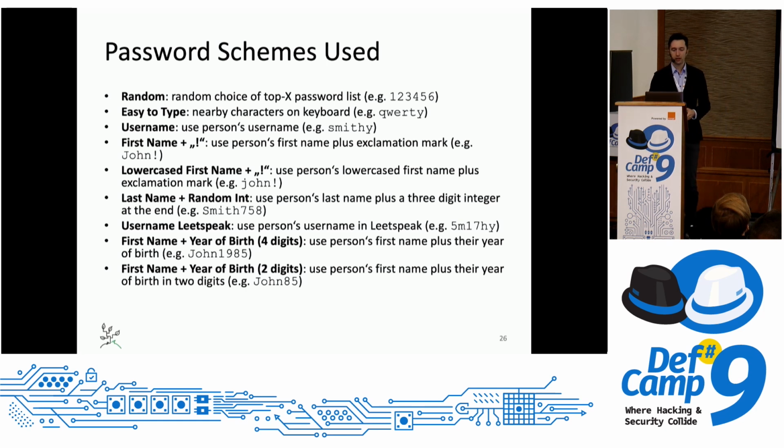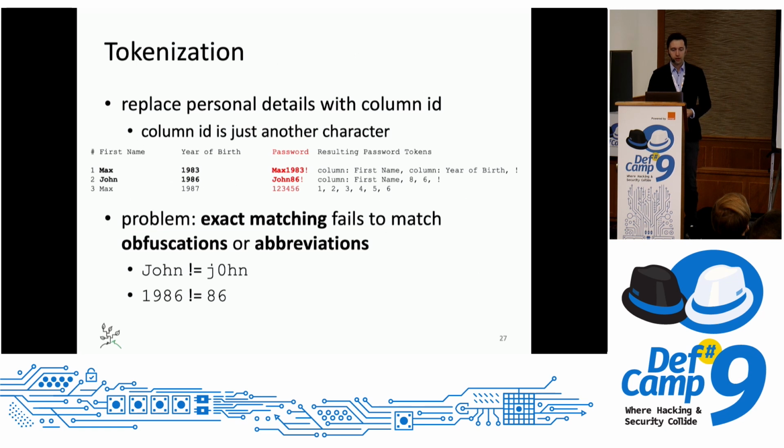Then I created a random data set. And we have to talk about tokenization. In the last example here, you see we have a data set with first name, year of birth, and the password is just 1, 2, 3, 4, 5, 6. In this case, there is no personal information involved, so it just learns 1, 2, 3, 4, 5, 6. But in the first example here, we have Max 1983, and that's actually used in the password.